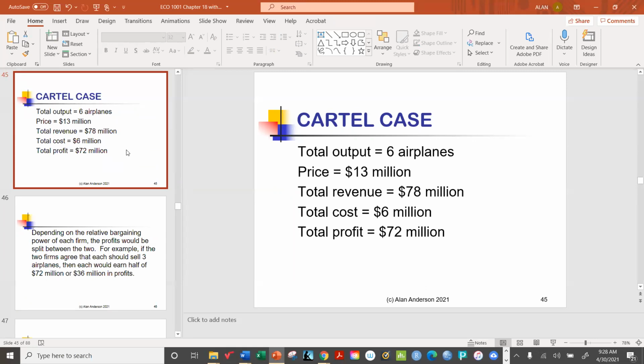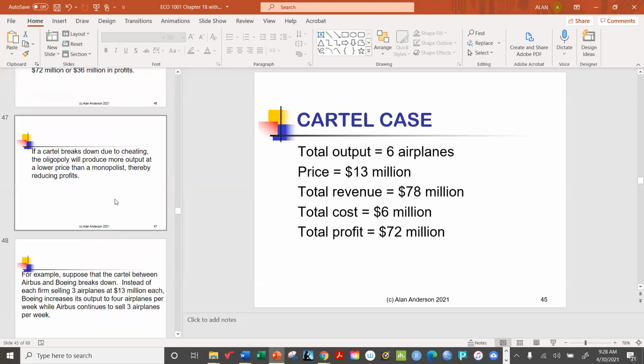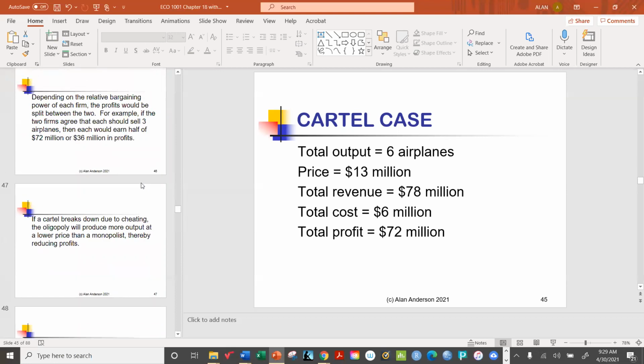In other words, if Airbus is a larger company than Boeing, it may be that they'll end up deciding that Airbus can produce 4 planes and Boeing can produce 2. It's an agreement they have to come to among themselves. But at least we know that the total output of this industry is 6 planes and the total profit is 72 million. They will decide how to split up the profits. But they could potentially split it right down the middle, and that would bring them altogether $36 million each.